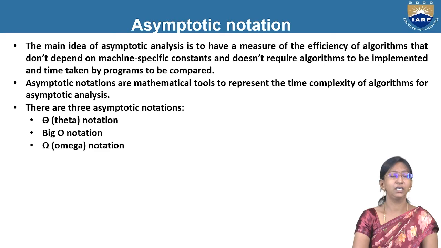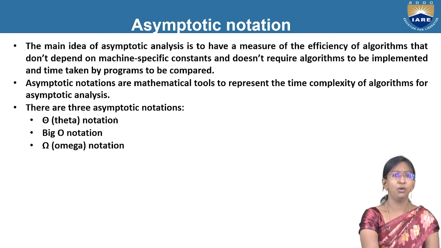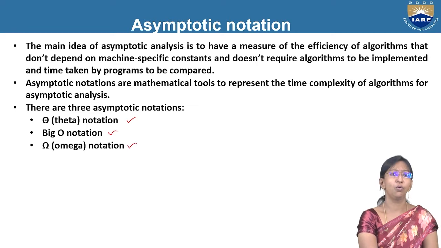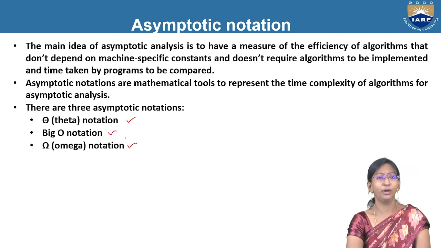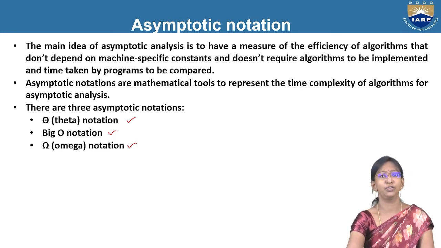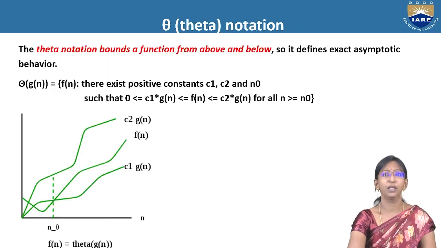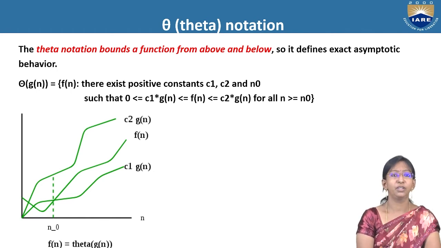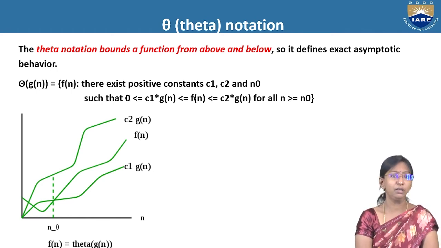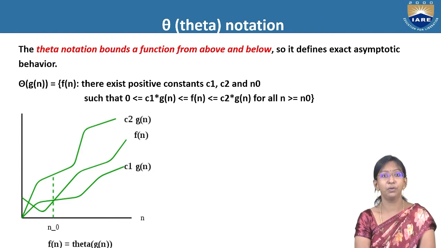There are three types of asymptotic notations. One is theta, the other is big O, and the third is omega notation. Okay, so let's go and understand in deep insight what these three notations are and how they work. Okay, let's start with theta notation first. Theta notation is the most prominently used one when compared to big O and omega. Why?